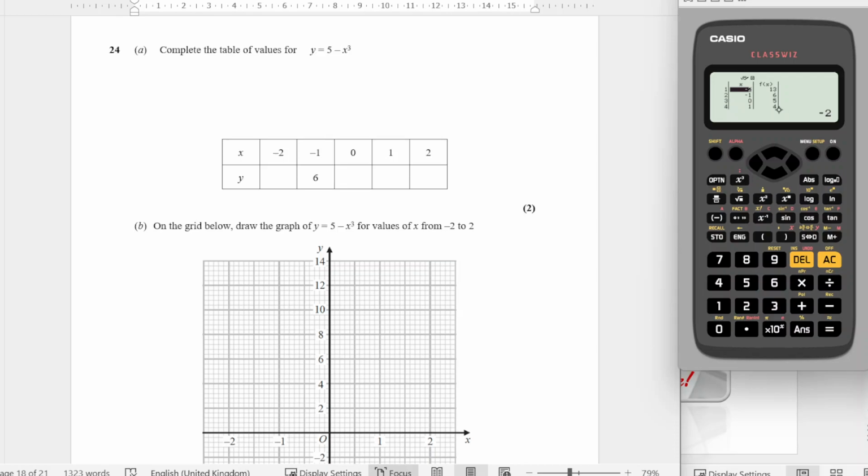So when x is minus 2, y would be 13. When x is minus 1, y would be 6, which we've already got. 5, 4, and then let's just go down on my minus 3.